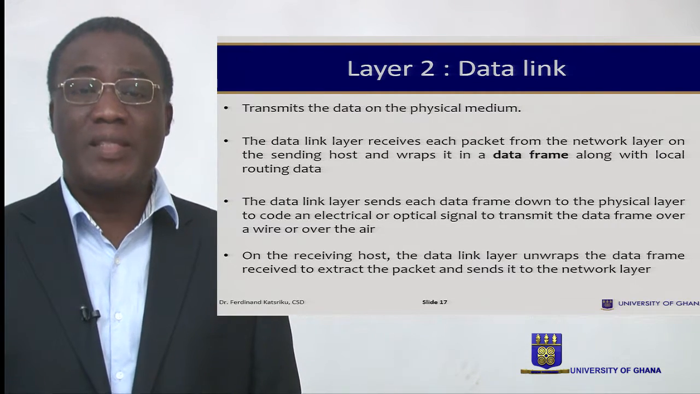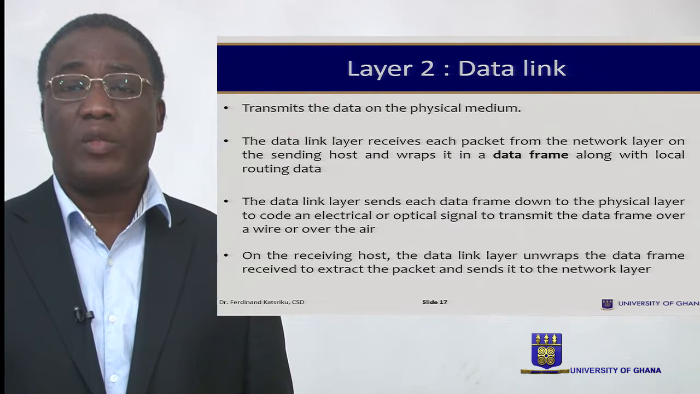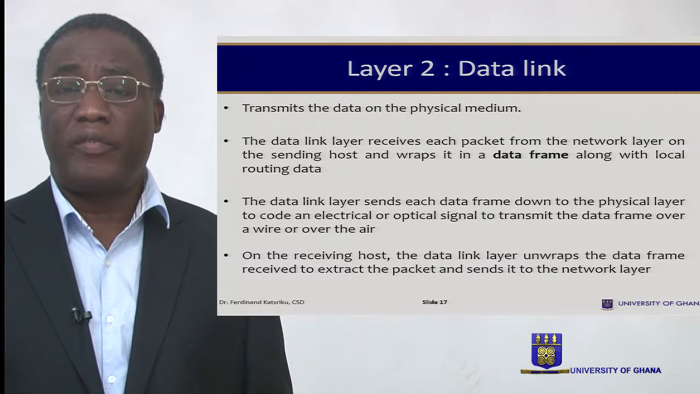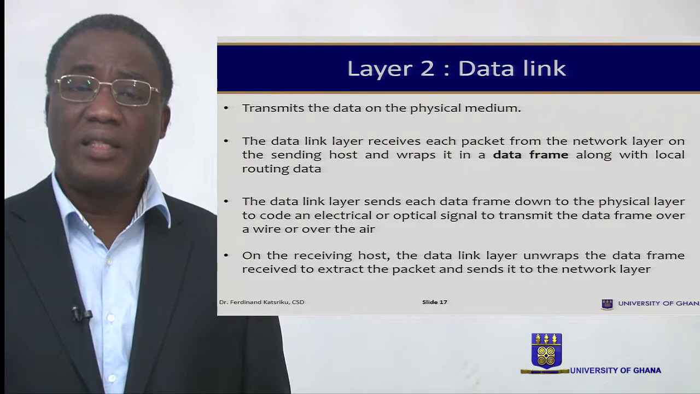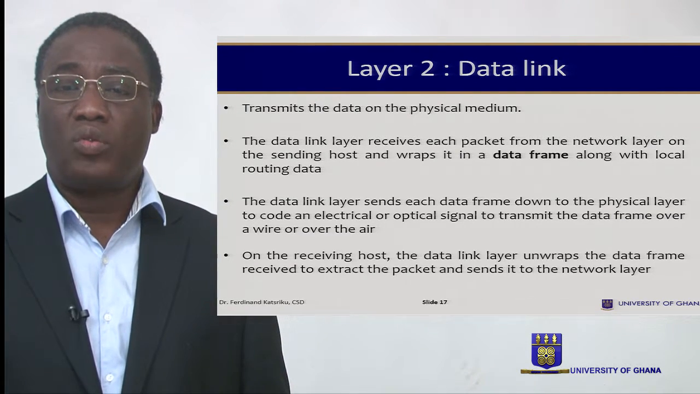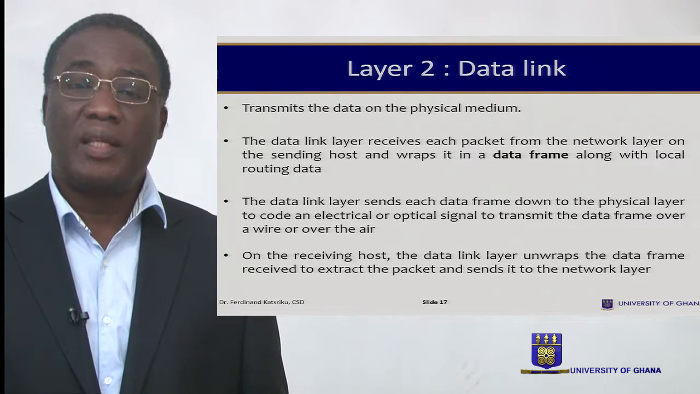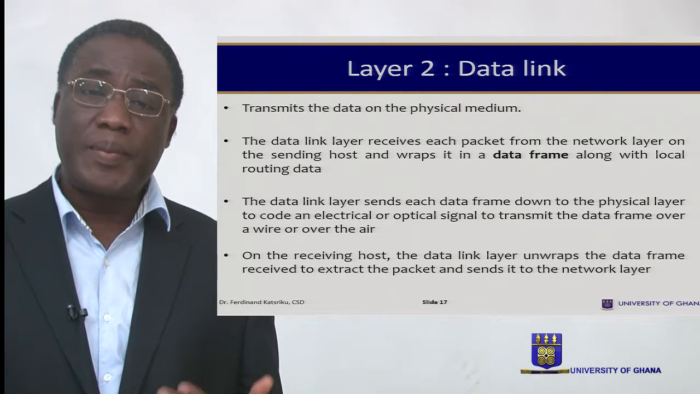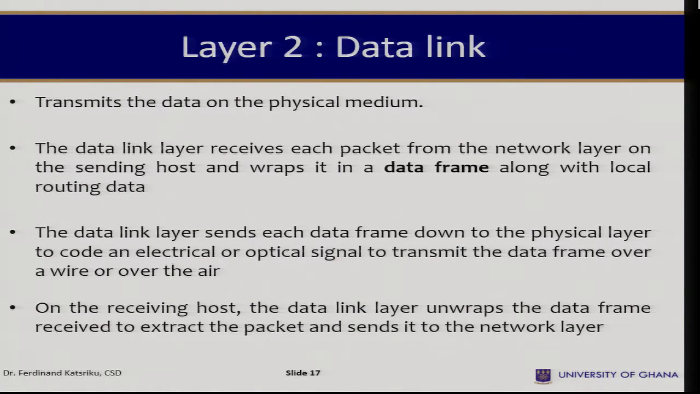Layer 2 transmits the data on the physical medium. The data link layer receives each packet from the network layer on the sending host and wraps it in a data frame along with the local routing data. The data link layer sends each data frame down to the physical layer to code an electrical or optical signal to transmit the data frame over a wire or over the air. On the receiving host, the data link layer unwraps the data frame received to extract the data packet and then sends it up to the network layer. The network layer then sends it up again to the layer above it.